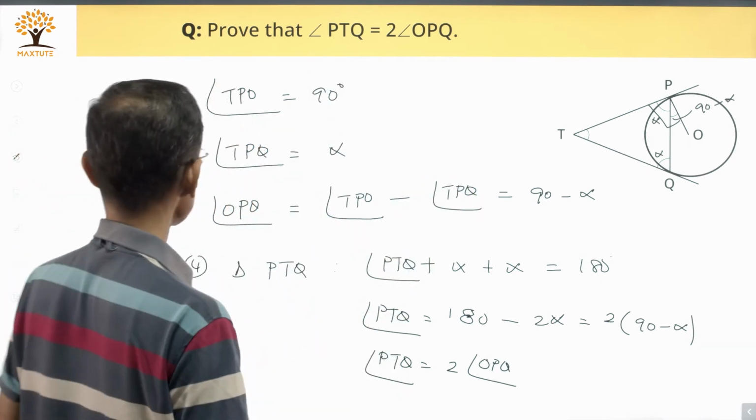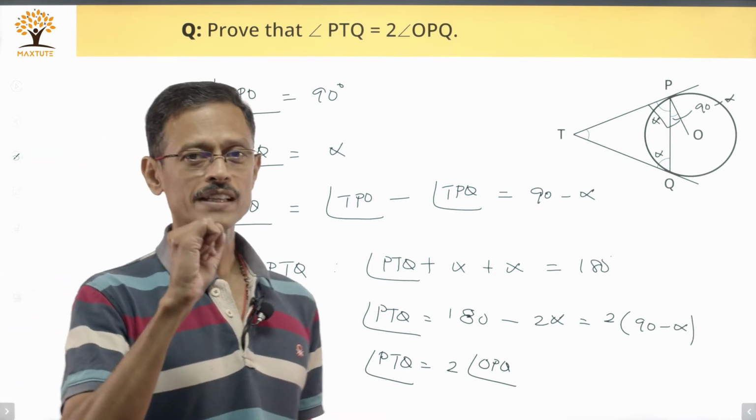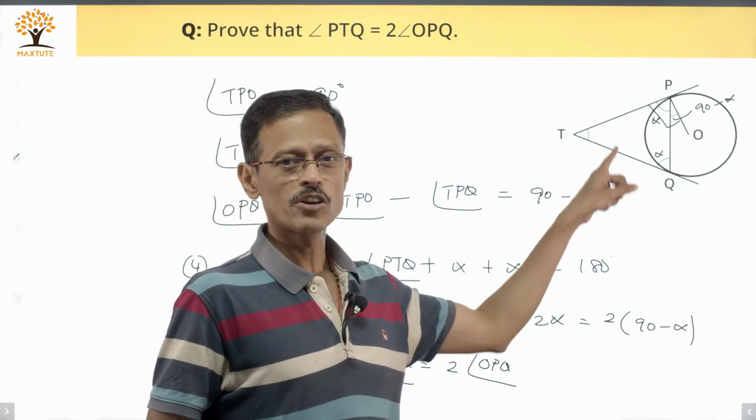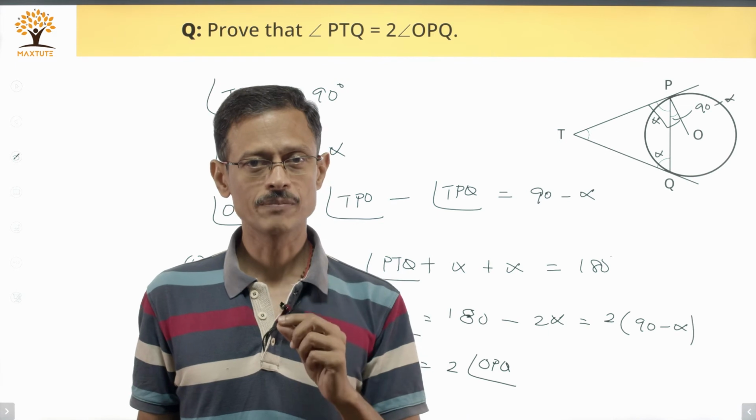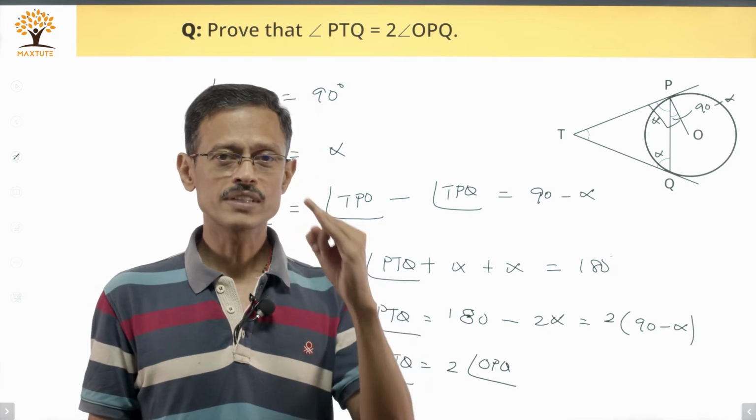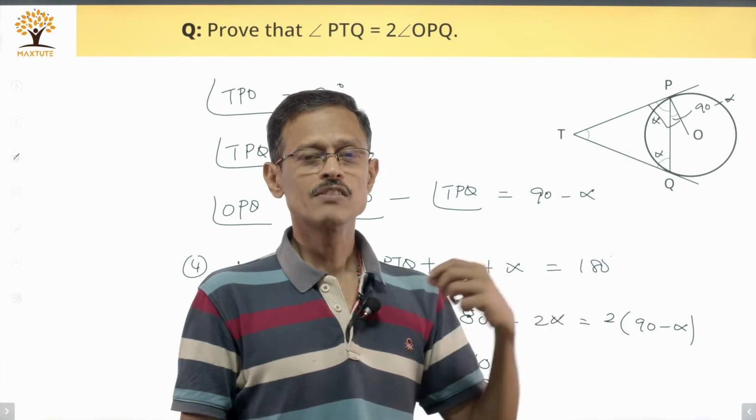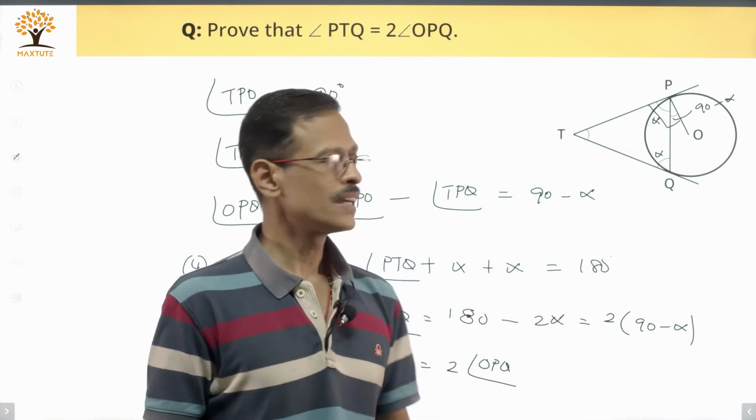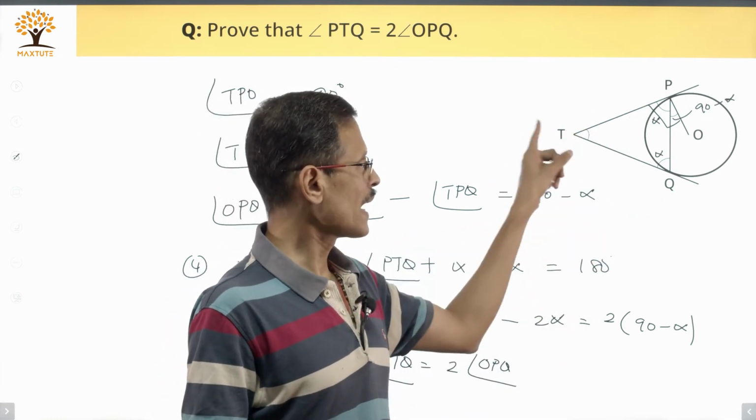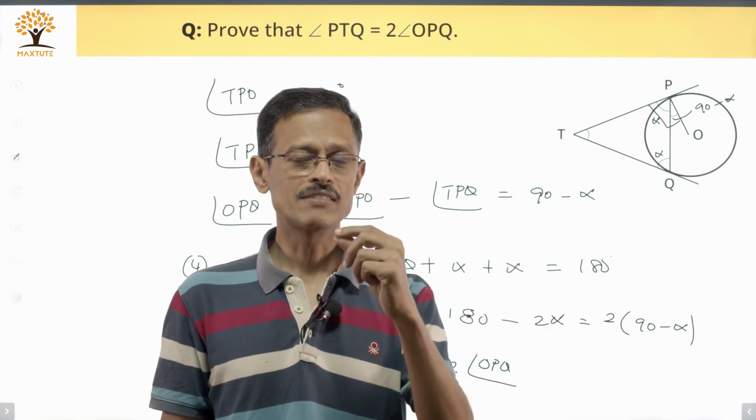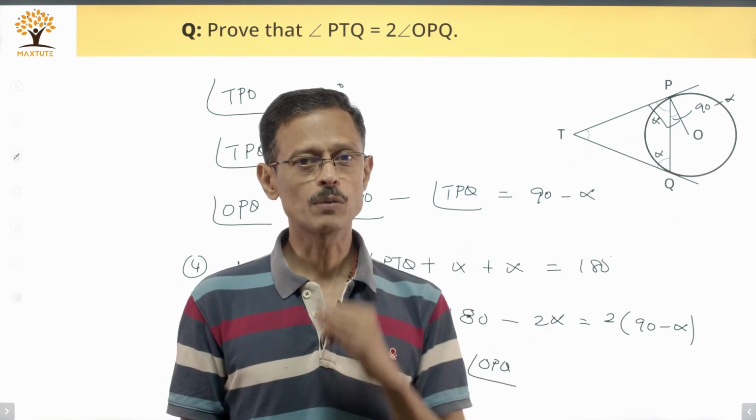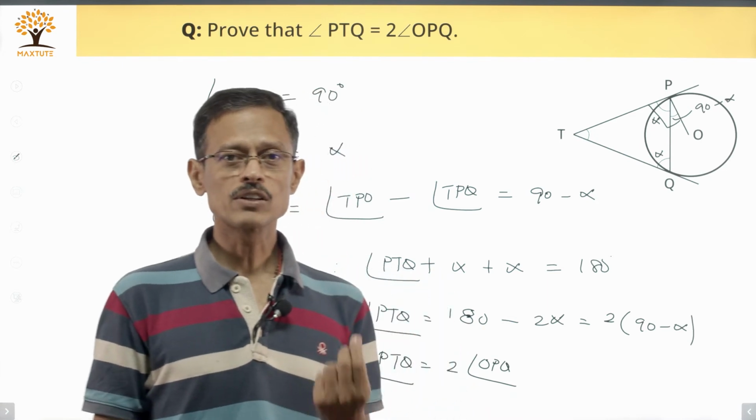Quickly recap what all are the properties we have used. Use the property that from an external point you will be able to draw two tangents, both are equal in length. Second, we said if two sides of a triangle are equal, in triangle PTQ, TP and TQ are equal, which means correspondingly opposite angles will be equal. We established that TPQ and TQP both are equal, and we said that is equal to alpha. That is the second property that we established. Then we went on to the third property.